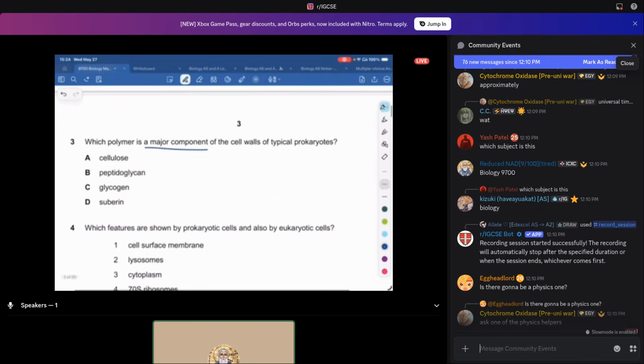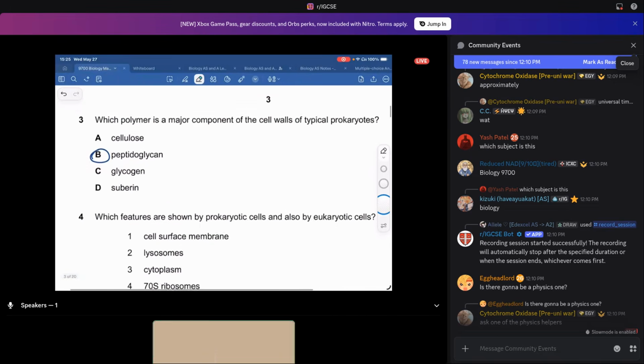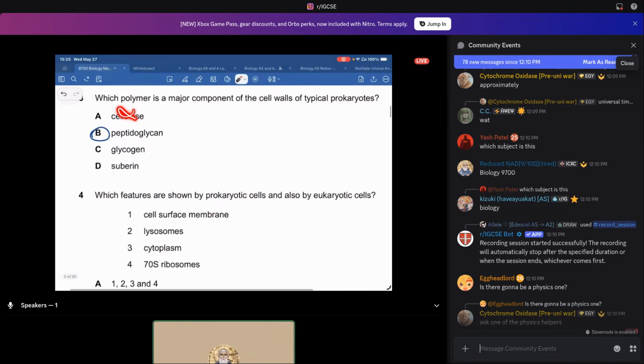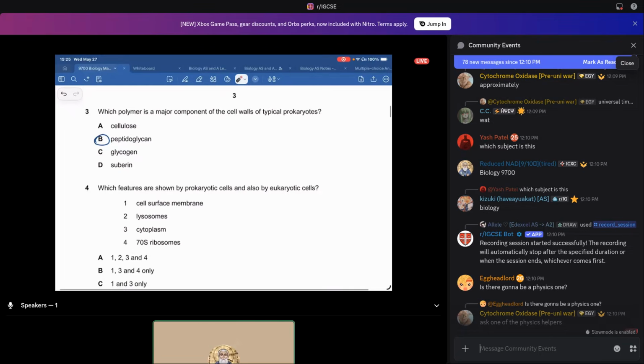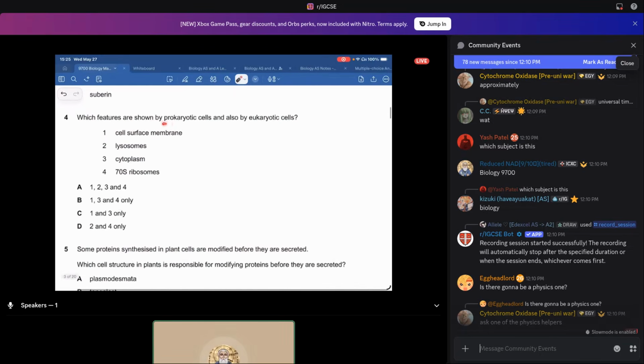Moving on, which polymer is a major component of the cell walls of typical prokaryotes? That's peptidoglycan or murein cell wall. Both names are accepted. You will find peptidoglycan more. Cellulose, that's for plants. Glycogen, it's nothing. Suberin is the waxy band that forms the Casparian strip in the endodermis.